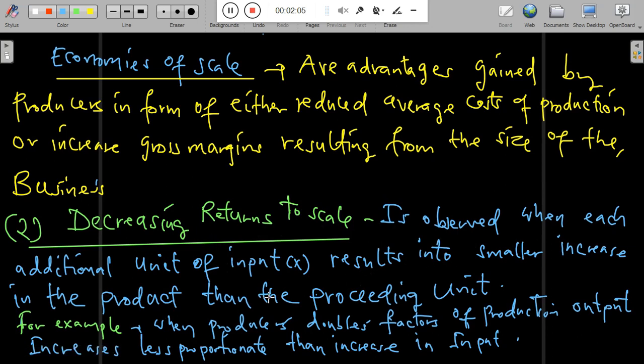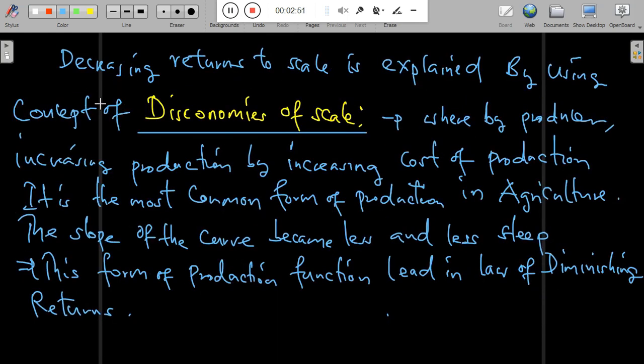Another type of production function is decreasing returns to scale. It is observed when each additional unit of input results in a smaller increase in product than the preceding unit. For example, when the producer doubles the factors of production, output increases less than proportionally to the increase in input. So decreasing returns to scale is where the producer increases a large amount of input and obtains a smaller increase in output level.